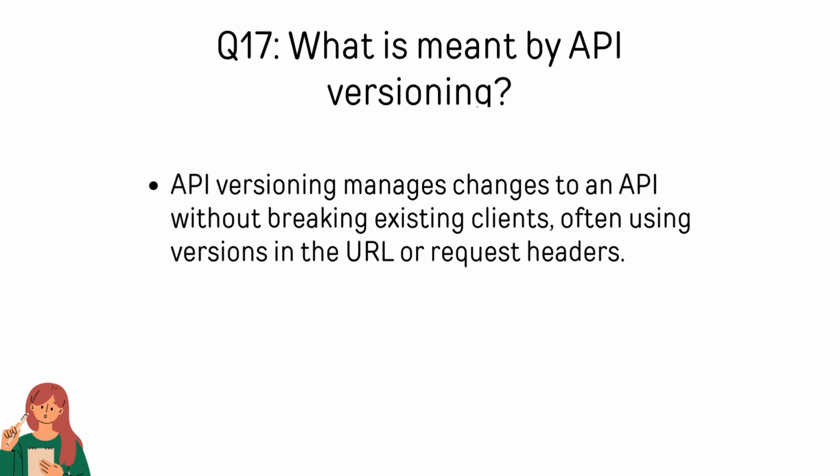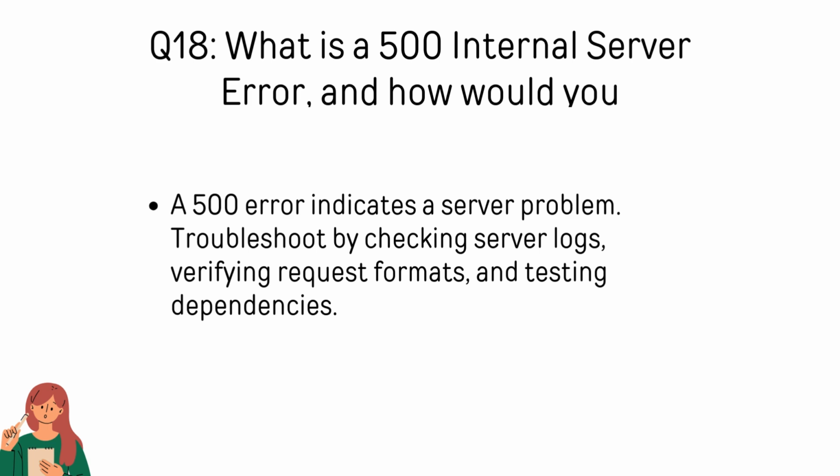Question 17. What is meant by API versioning? API versioning manages changes to an API without breaking existing clients, often using versions in the URL or request headers. Question 18. What is a 500 internal server error and how would you troubleshoot it in API testing? A 500 error indicates a server problem. Troubleshoot by checking server logs, verifying request formats, and testing dependencies.